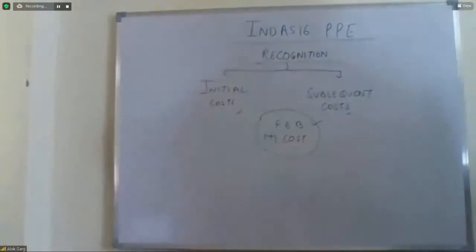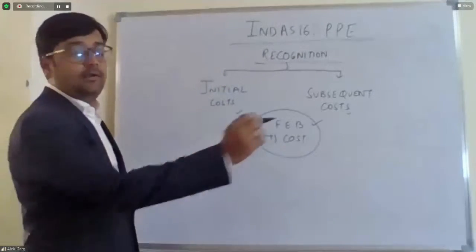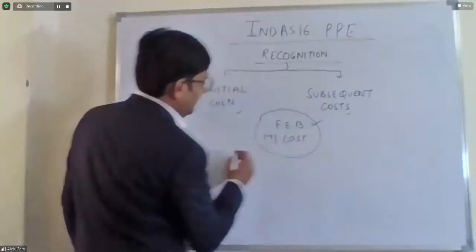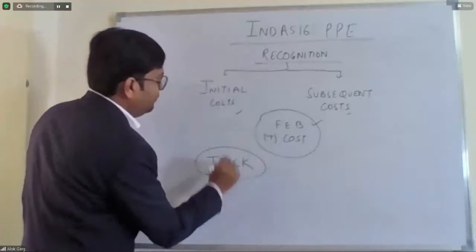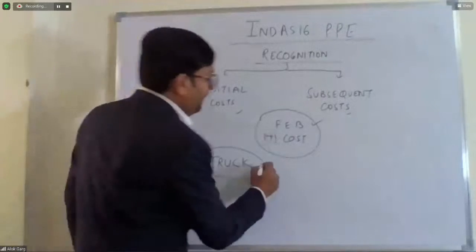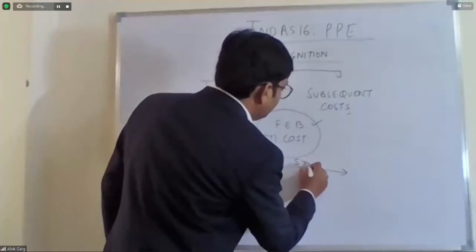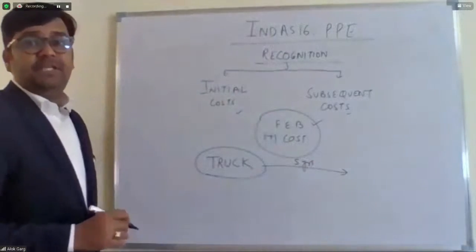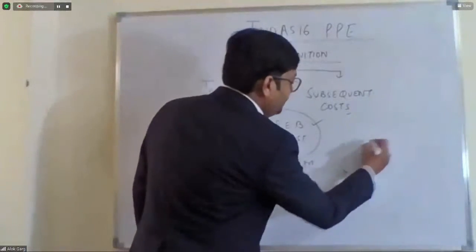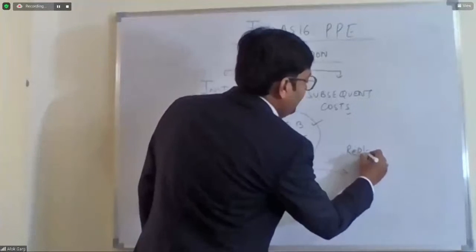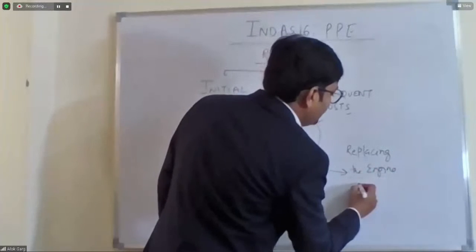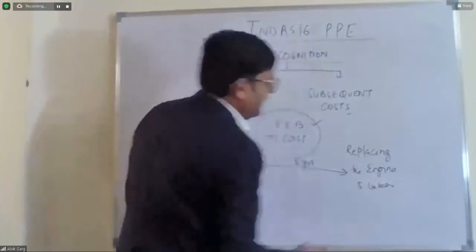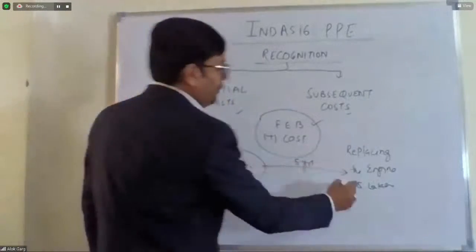It is an initial cost. But after 5 years or after 6 years, so remember, I have taken an example of a truck. When the company has acquired a truck, the company has an expense of 25 lakhs. So this is an initial cost. After 5 years, the company has incurred a major cost on replacing the engine of the truck for rupees 5 lakhs. So what is this? This is known as a subsequent cost.